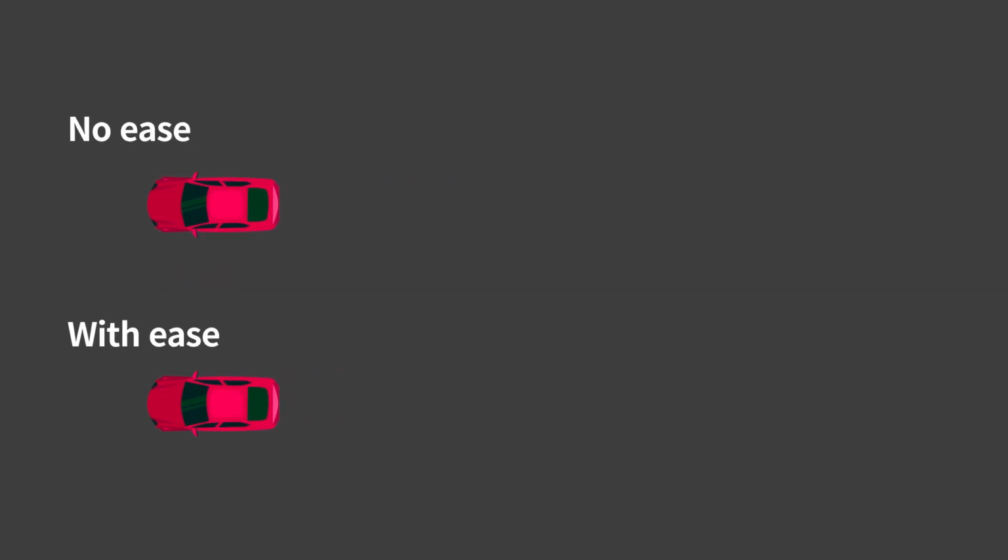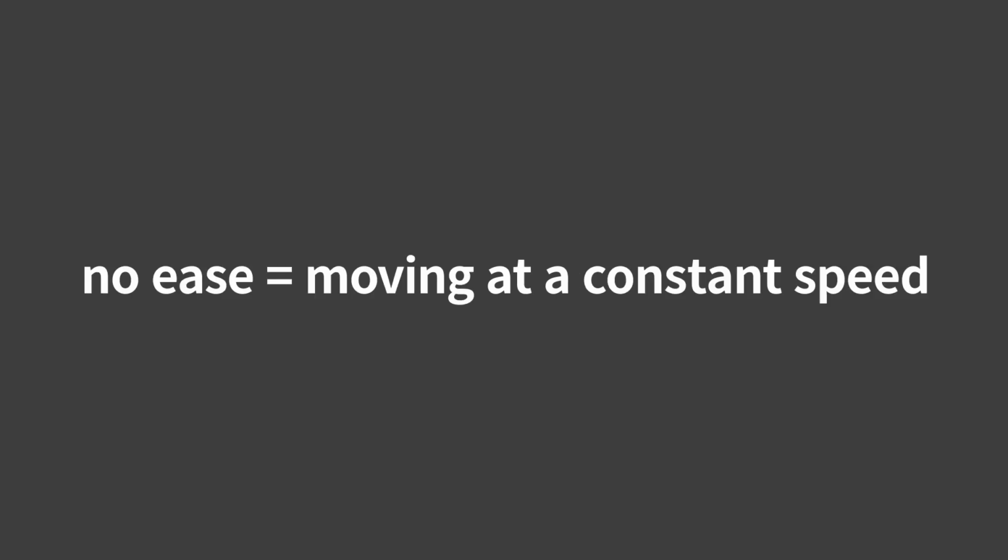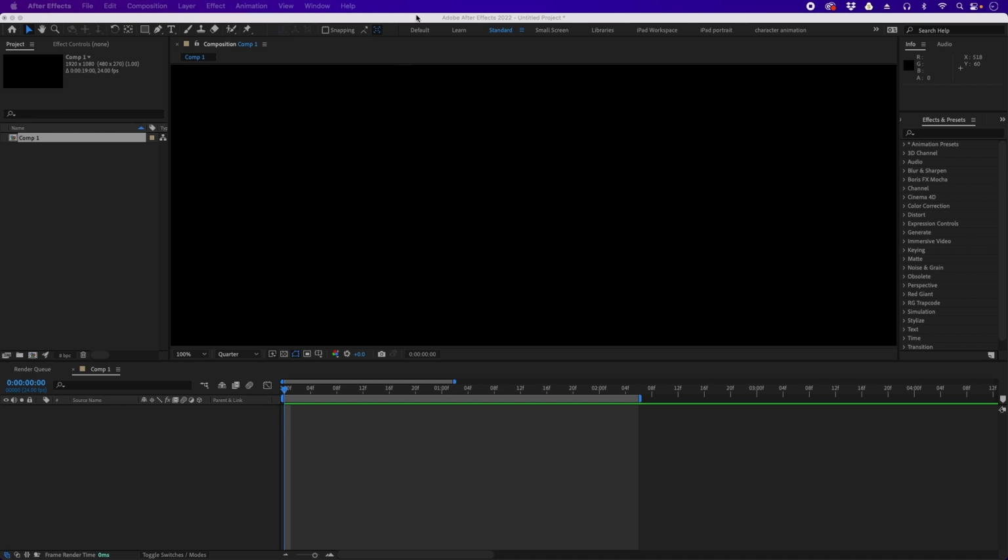Now take a look at this example. This one has no ease, and this has ease. Notice the difference? No ease simply means it's at a constant speed. Now to explain this further, let's go back to After Effects and let's make a simple animation.